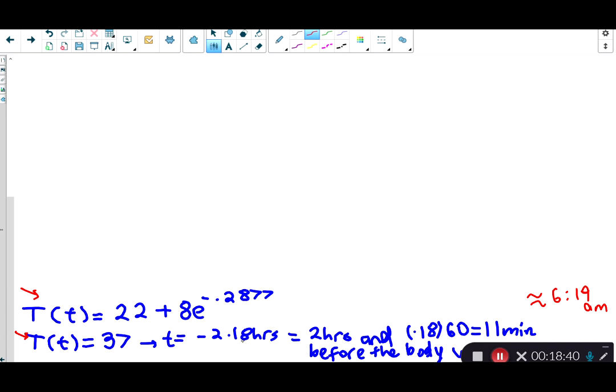It sometimes helps to convert that into minutes. So 0.18 hour is 0.18 times 60, which is about 11 minutes. So 2 hours and 11 minutes before the body was found. Since it was 8:30 when the body was found, if you subtract 2 hours, that'll be 6:30, and subtract 11 minutes, it'll be 6:19 a.m. So we estimate the time of death to be approximately 6:19 a.m.